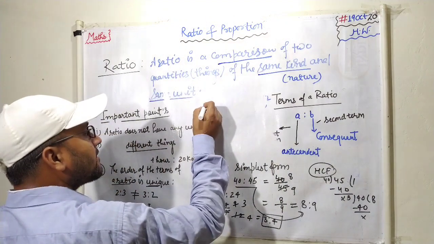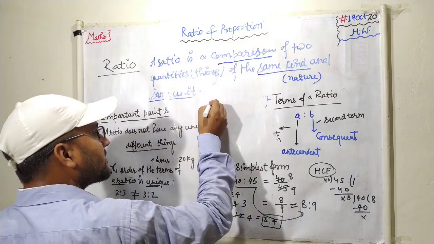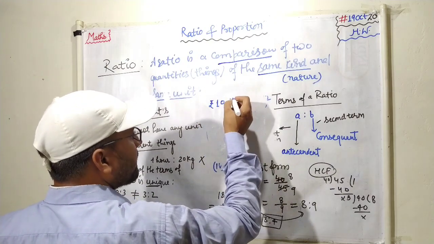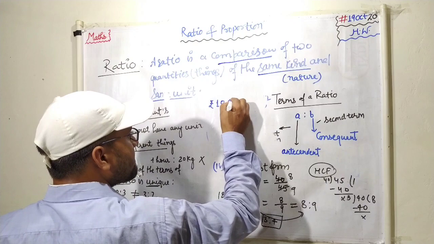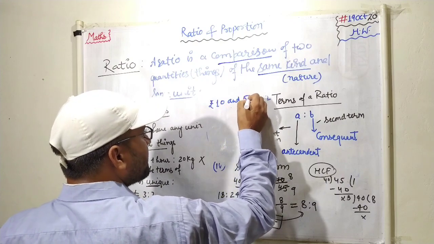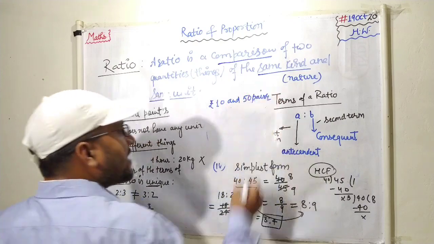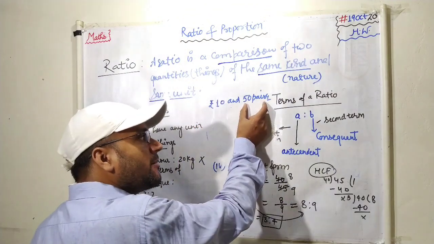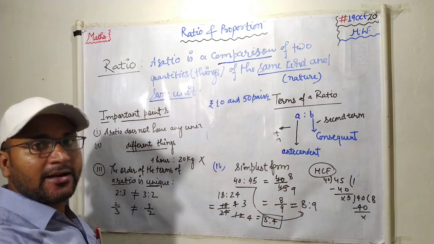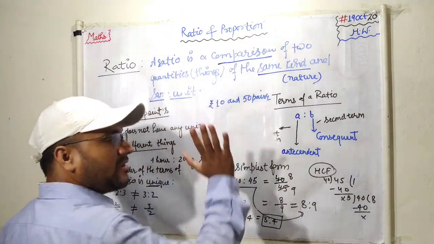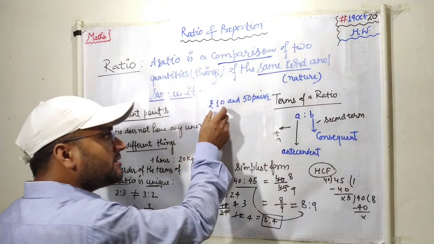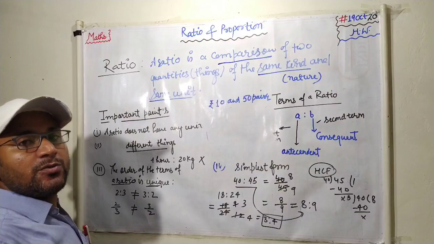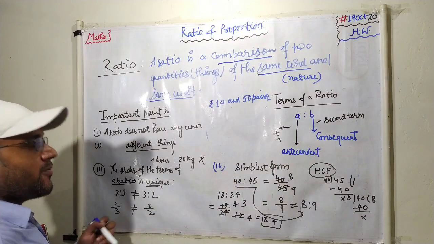Suppose a ratio is given: 10 rupees and 50 paise. Write it in the form of a ratio, but one is in rupees and this one is in paise. So how will you compare it? They are of the same nature, both are money. Same nature but different units. First you change them into the same unit, then you will write them in the form of a ratio.